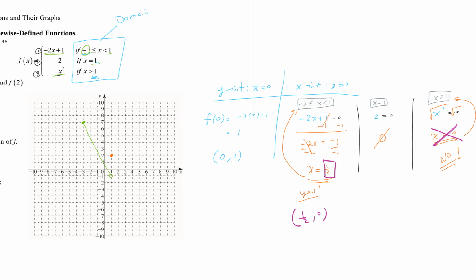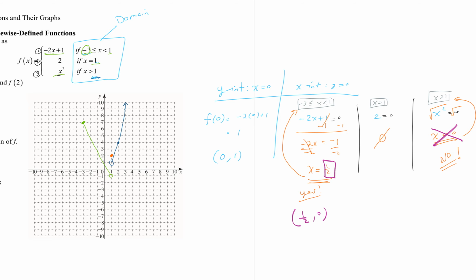The last one is going to be x squared. So even though it doesn't include 1, I'm still going to plug in 1. What is 1 squared? You'll say 1, so we're going to circle 1. What is 2 squared? 2 squared is 4. 3 squared is 9. So the graph is that curve.